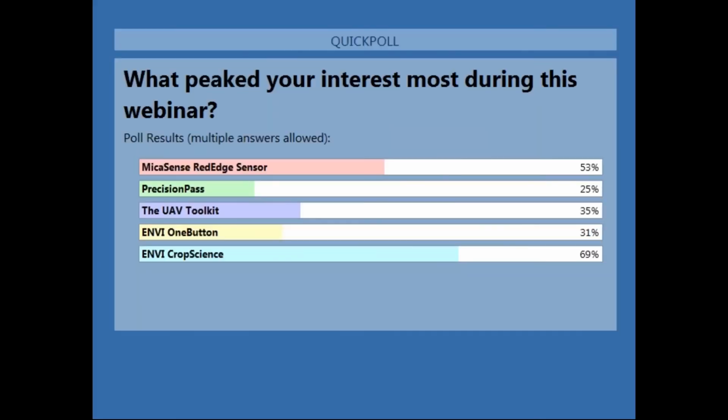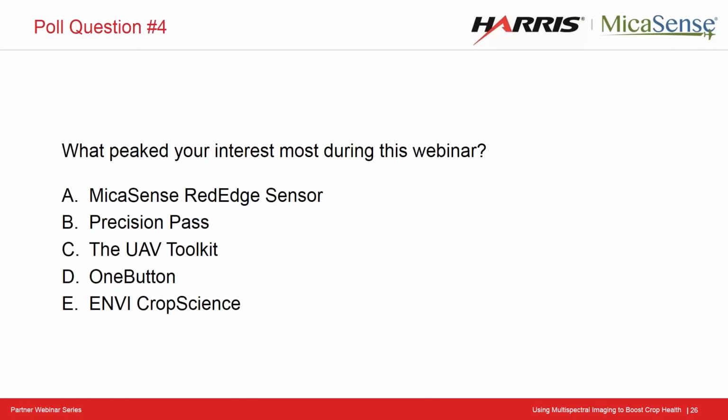Okay, we're closing the poll. Great. So we have very high interest in both the sensor itself, 53%, and the ENVI Crop Science tool, 69%. Certainly good interest also in Precision Pass, the UAV toolkit, and ENVI One button. I know a lot of you will use other tools for mosaicing, and that's great. But we are proud to be able to offer an end-to-end solution here for you if you need it.